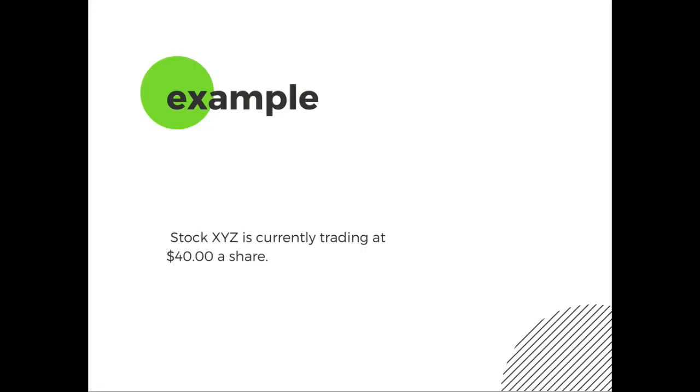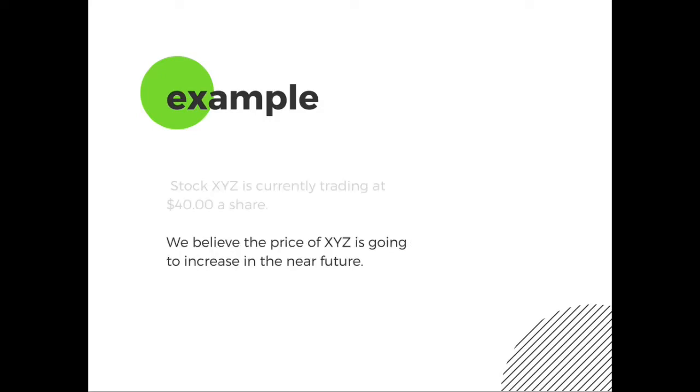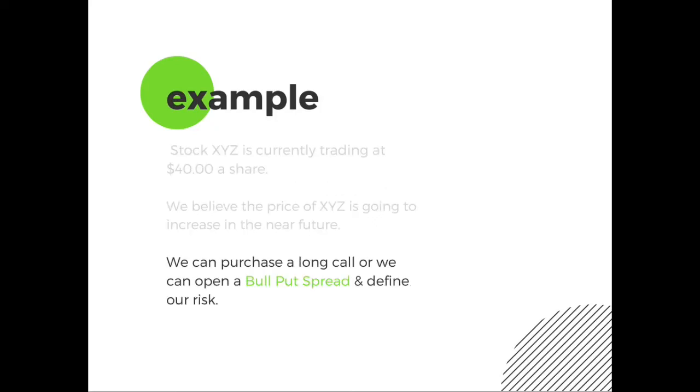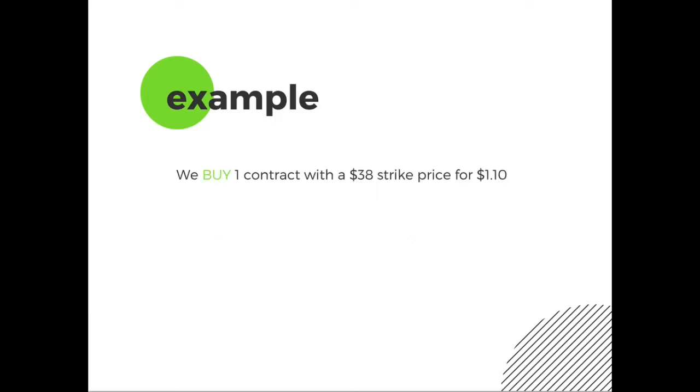Let's say we've got stock XYZ currently trading at $40 a share. Now, we believe that the price of XYZ is going to increase soon, but it could be sideways trading for a little bit before doing that. So we could purchase the long call, or we could open a bull put spread and define our risk a little bit. So what we do is we buy one contract with a $38 strike price for $1.10 each.